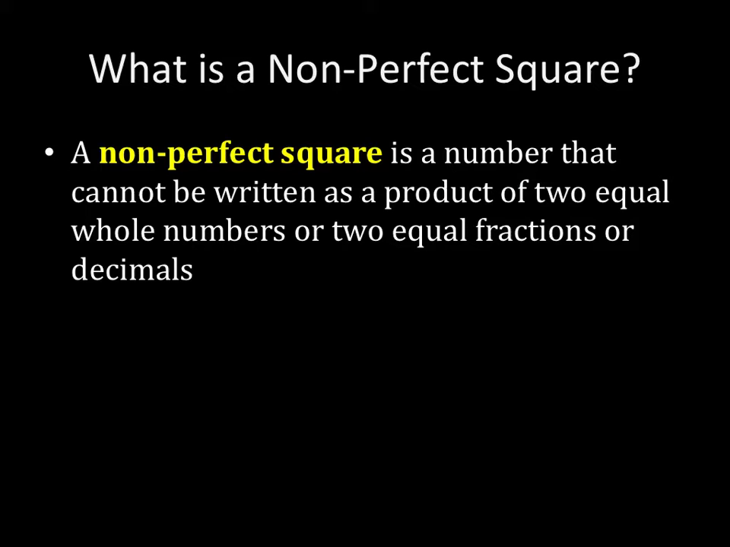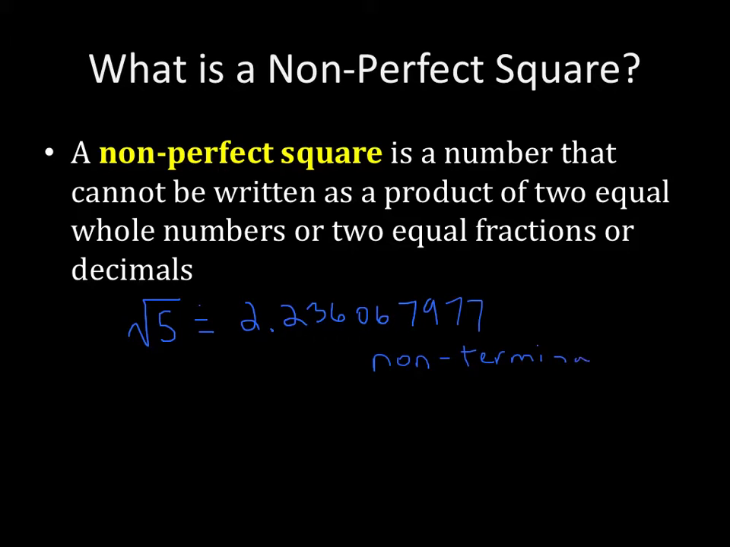So how do I know this? I know that because if I take the square root of 5 and I use a calculator to do this, just for example's sake, I will find that the square root of 5 is approximately equal to 2.236067977. This is a non-terminating decimal, and that means that this pattern will really go on into infinity.